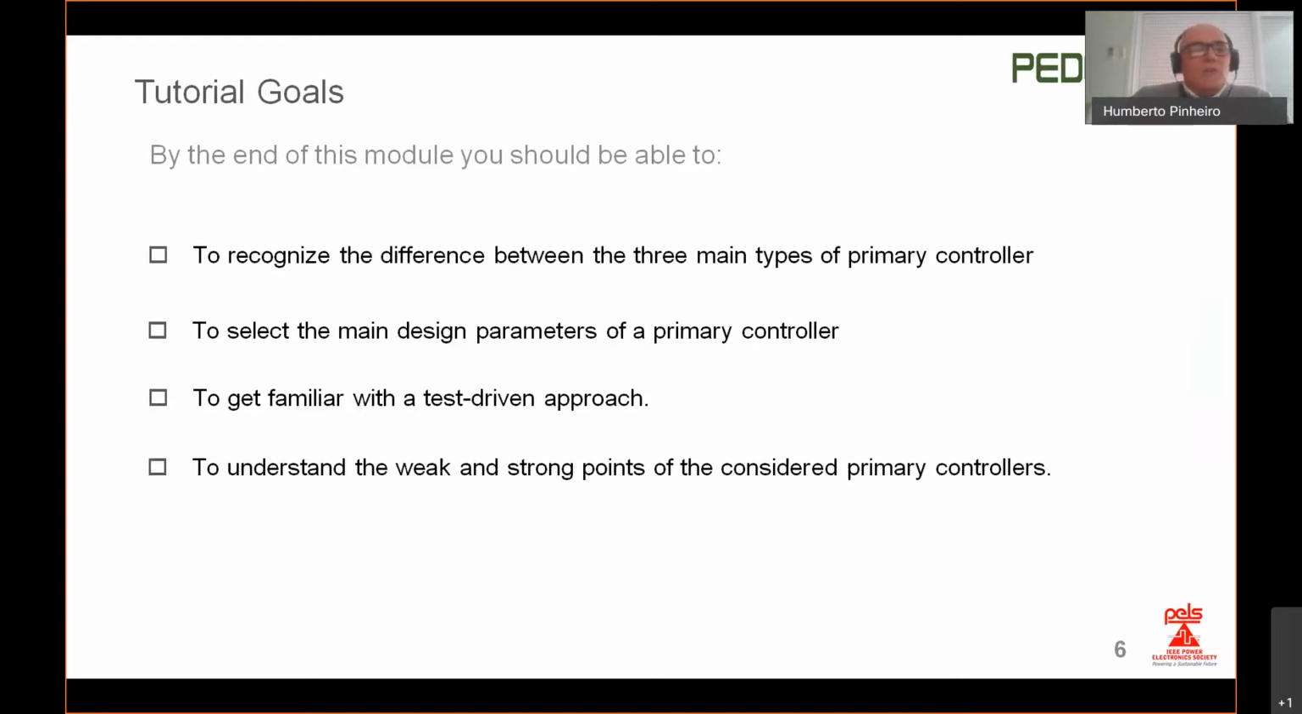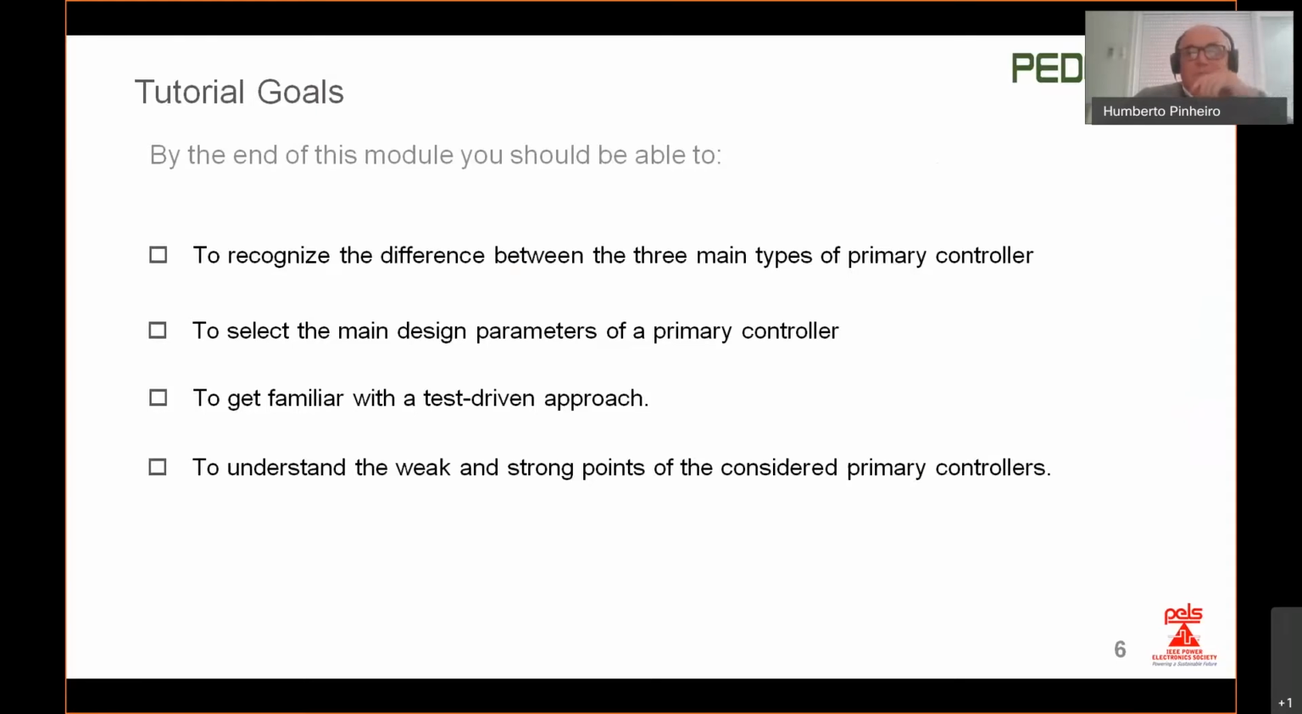Also, we want to use conventional techniques like small signal analysis to define the parameters that these controllers have to be tuned with in order to work properly. This is what makes it a little different from what we have seen in the literature. So we have used this test-driven approach to make automated testing of this controller under different operating conditions.